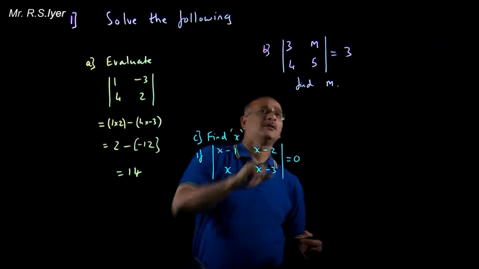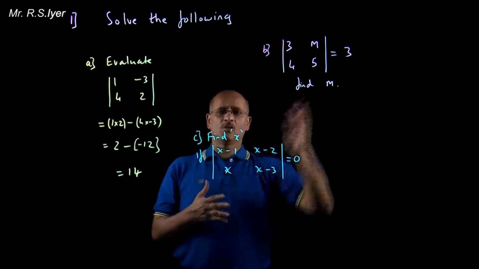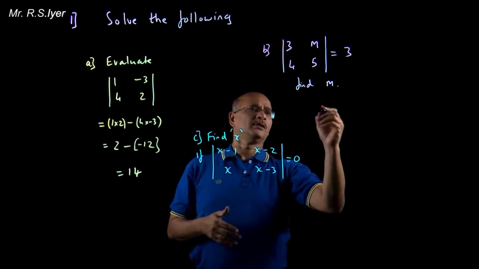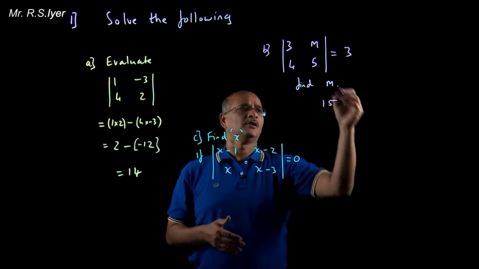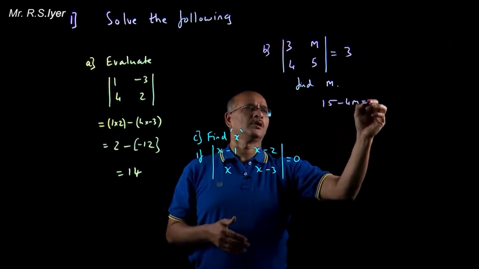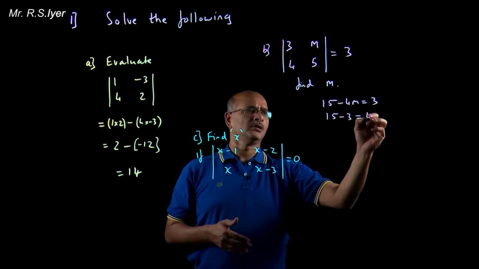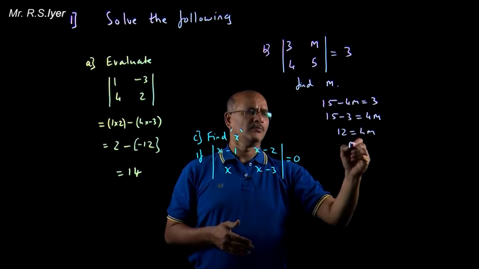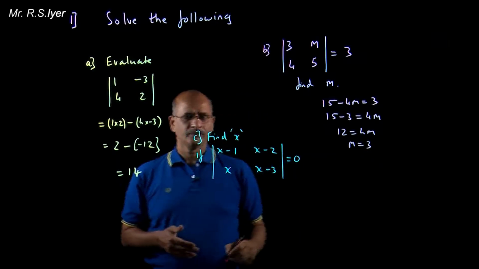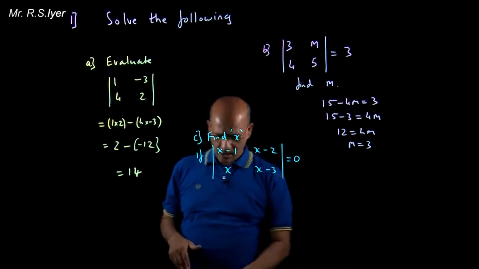If you see the B part, find the value of m if this is equal to 3. So if this is equal to 3, I think you can just work out, it is AD, that is 5 3s are 15, minus 4m is equal to 3. So 15 minus 3 is equal to 4m. So 12 is equal to 4m, m is equal to 3. So these two are clear. One is evaluation, the other is finding the value of the unknown.